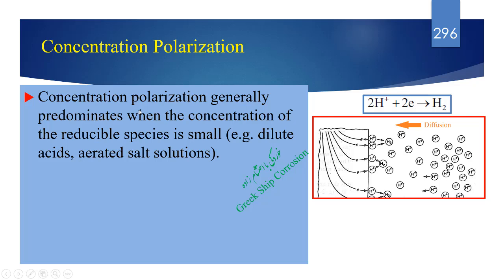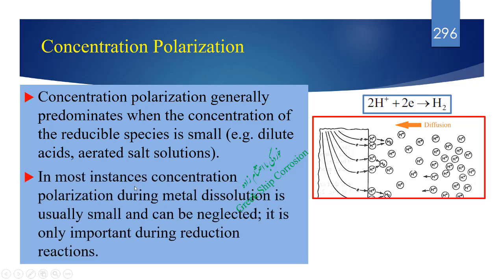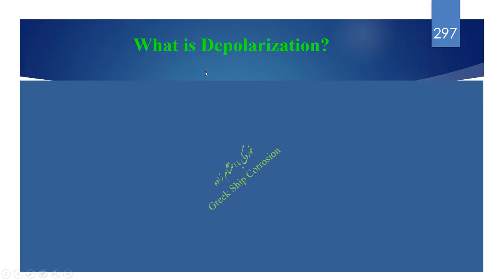Concentration polarization generally predominates when the concentration of the reducible species is small, for example, dilute acids and aerated salt solutions. In most instances, concentration polarization during metal dissolution is usually small and can be neglected. It is only important during reduction reactions. What is depolarization?